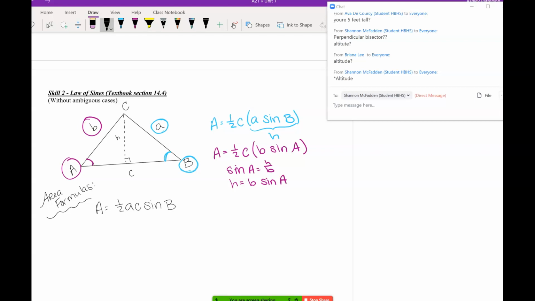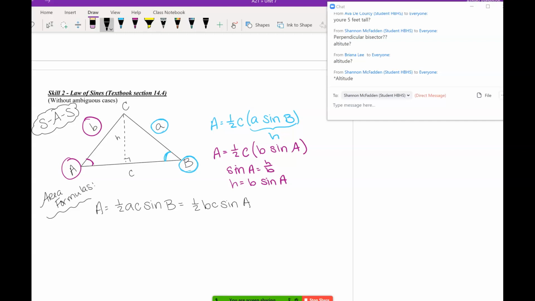Based off of the given information, we could find the area using 1/2 b times c times the sine of angle A. But it must be noted, this can only be used if you're given the information in the order of side, angle, side. This area formula can only be used if you're given side, angle, side. And we refer to that as the included angle.